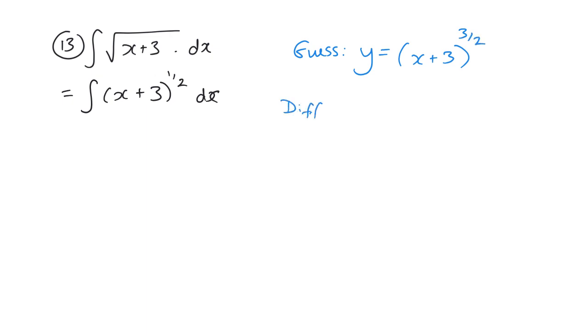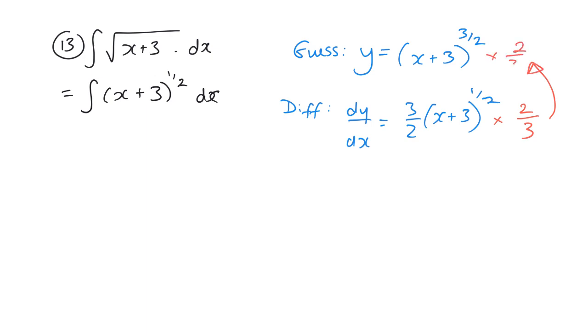And to differentiate then, I would get 3/2 times (x + 3)^(1/2) times 1. Okay, we don't want that 3/2, so I'm going to have to multiply by 2/3 to get rid of it. So I'll have to multiply my guess by 2/3. So this is actually 2/3 upon (x + 3)^(3/2) and your + c.